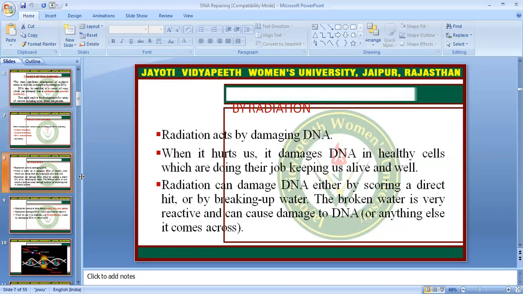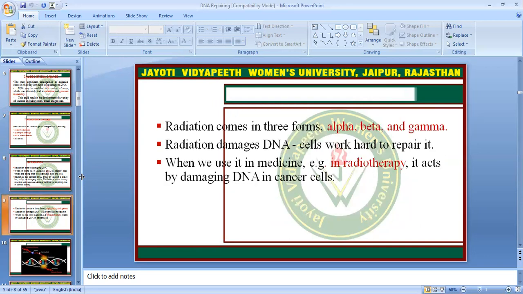Radiation acts by damaging DNA, and radiation can damage the DNA either by scoring a direct hit or by breaking water. Radiation comes in three forms: alpha, beta, and gamma. Radiation damages DNA, and the cell works hard to repair it. When we use it in medicine, like in radiotherapy, it acts by damaging DNA in cancer cells.